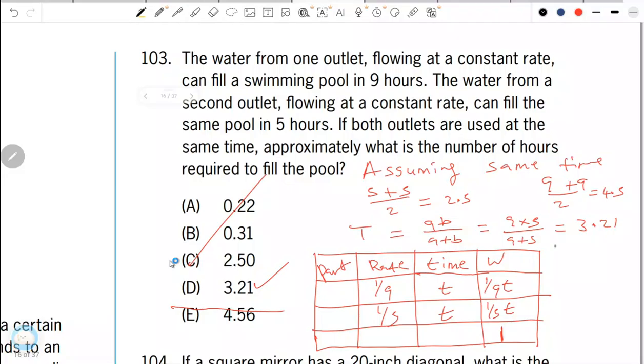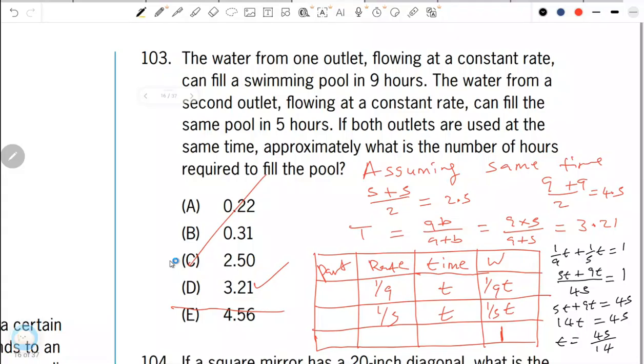Now, 1 over 9t plus 1 over 5t equals 1. The LCM of 9 and 5 is 45. If we put 45 here, 5t here, plus 9t here, equals 45, equals 1. So that 5t plus 9t equals 45. 14t equals 45. T is 45 over 14. Remember that is the same thing as 9 times 5 over 9 plus 5.